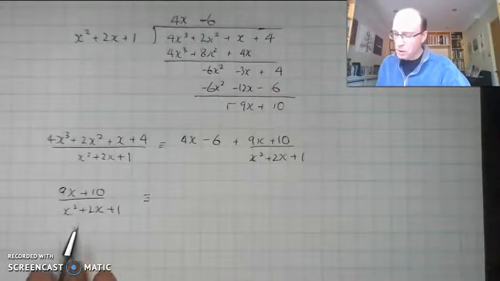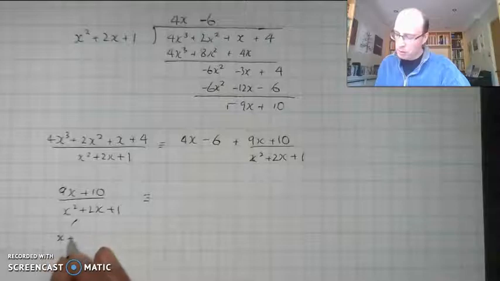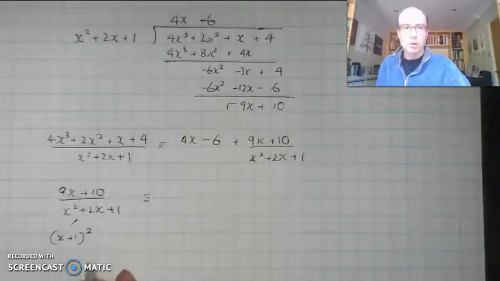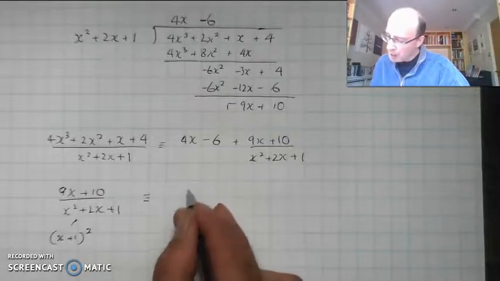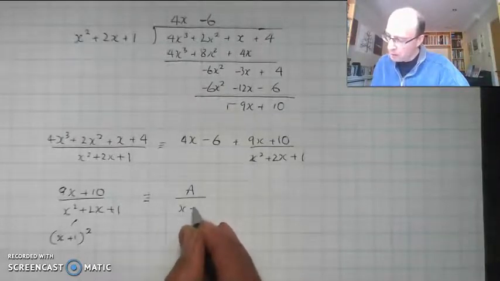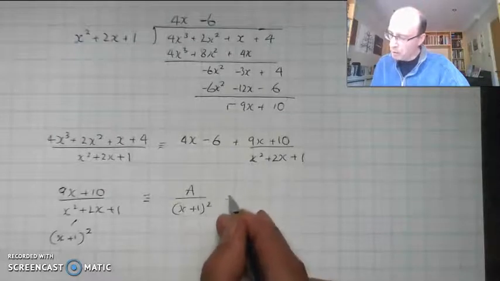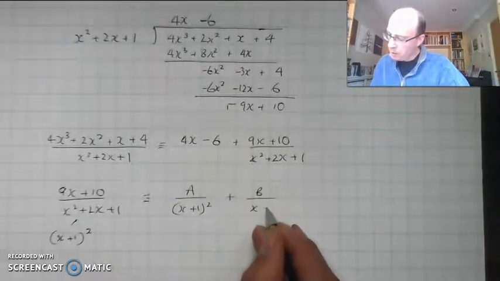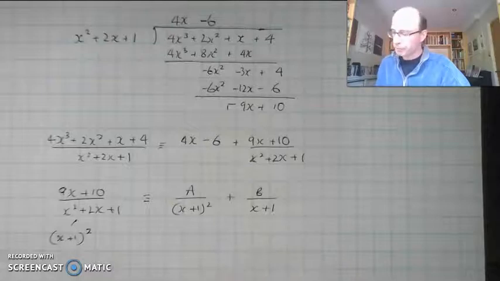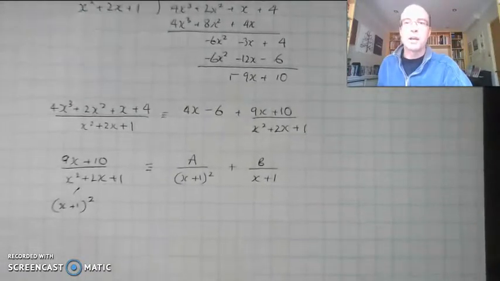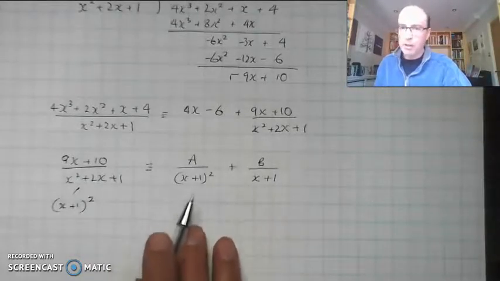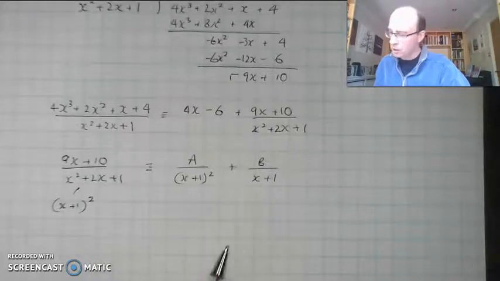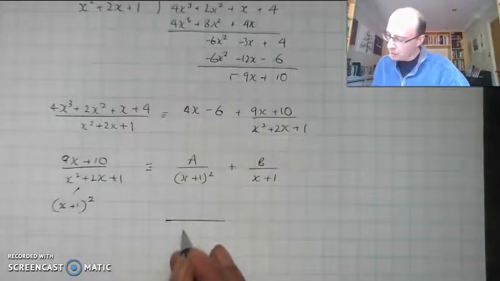What have we got? Well, the denominator is just x plus 1 all squared. So I've actually got a repeated factor. It's a partial fraction, but it's a little bit trickier. So I'm going to put it equivalent to a over x plus 1 all squared plus b over x plus 1. I can then use either of my techniques to work out what my coefficients a and b are. First things first, I'm going to convert this into an equivalent fraction, so I'm going to write it all over x plus 1 all squared.